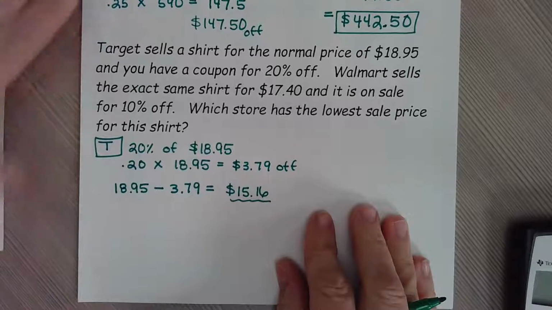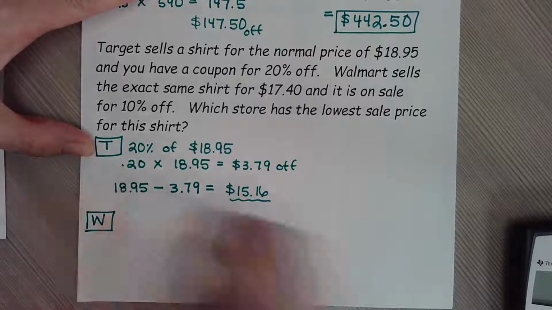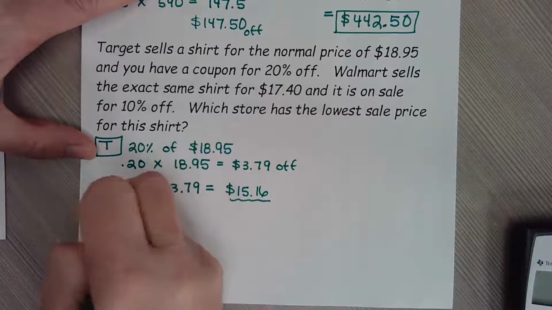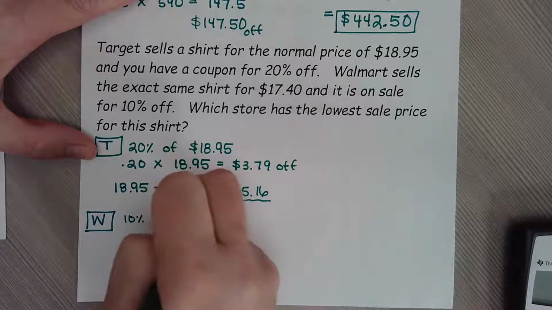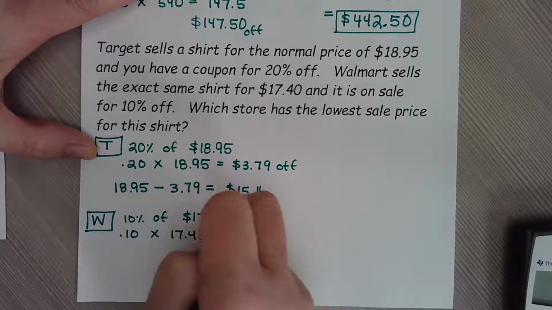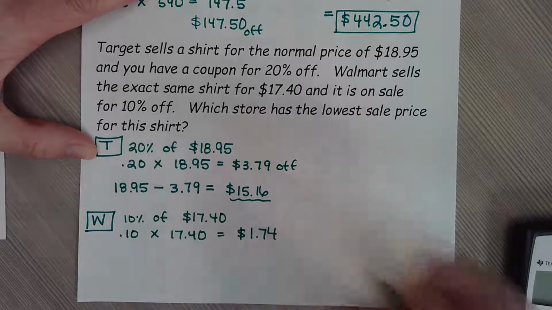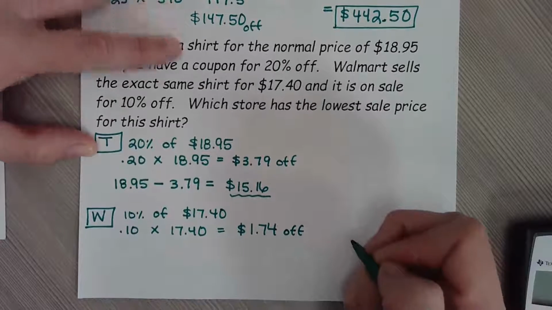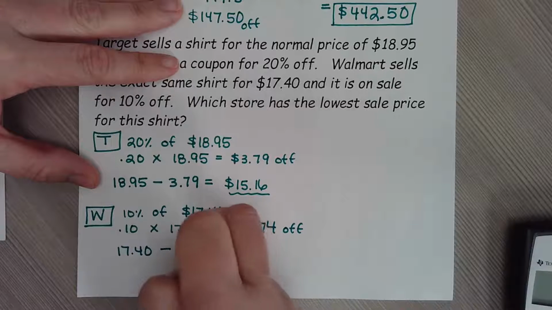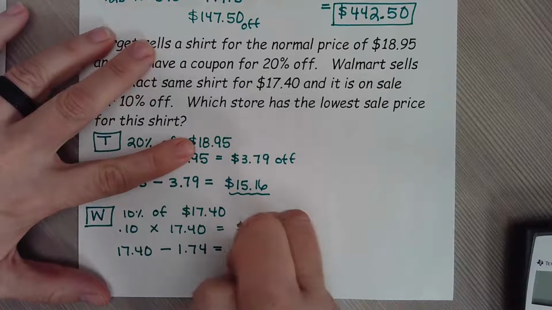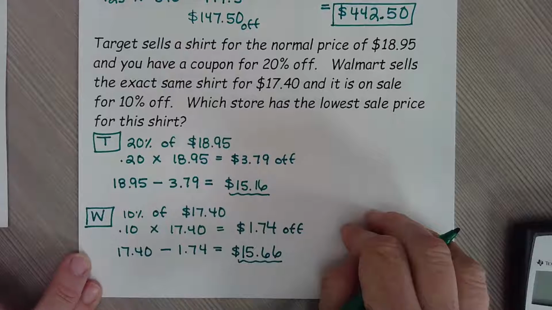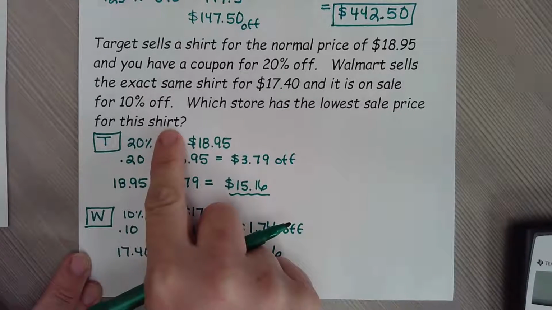Okay, now let's go to Walmart and see how much the sale price is there. So I'm gonna put a W for Walmart. It says the price is $17.40 normally, and we're getting 10% off. So 10% of $17.40, 0.10 times $17.40 equals $1.74. And again, that's off. How much money is being saved here? So I'm going to do $17.40 minus $1.74, and that gives me $15.66.